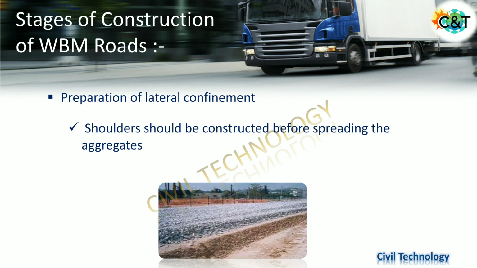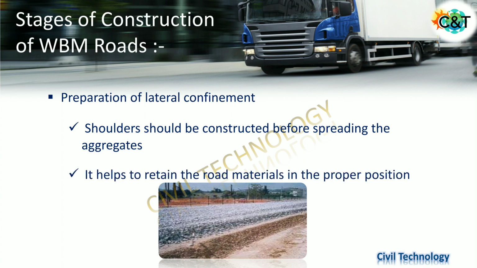So before laying the aggregate, shoulders have thickness equal to the compacted layer of the WBM road. We have to construct it using good quality murum or other material. The main purpose of this shoulder is to retain the material at the proper position, and later we can also easily lay the coarser aggregate on it. So this is a very simple purpose of the lateral confinement: just hold down the material at a proper location. This is the main purpose.